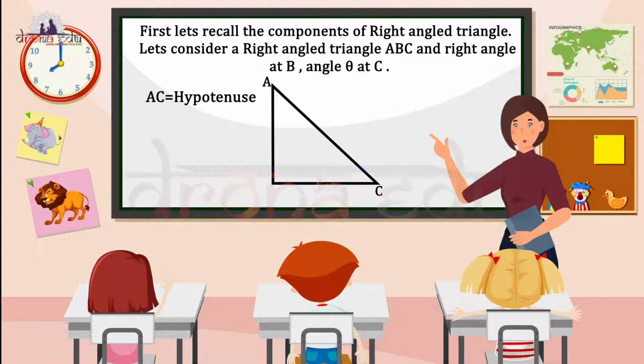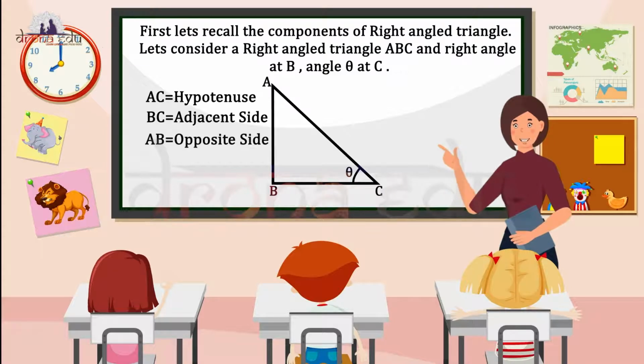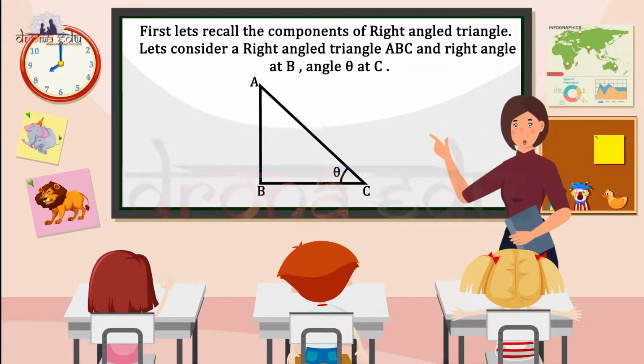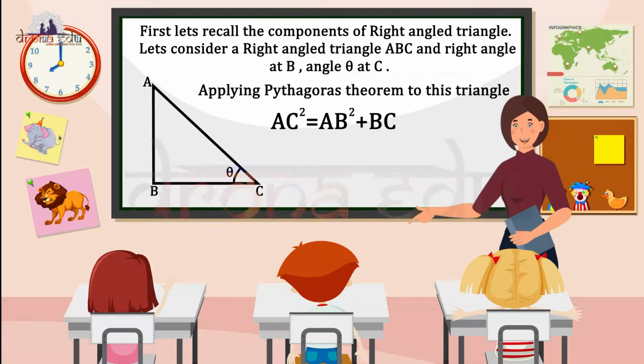And then there is the side adjacent to the reference angle theta, which is BC. So it is termed the adjacent side. And AB, which is opposite to the considered angle theta, is termed the opposite side. Now I can apply the Pythagoras theorem to this triangle. Then we get AC square equals AB square plus BC square.